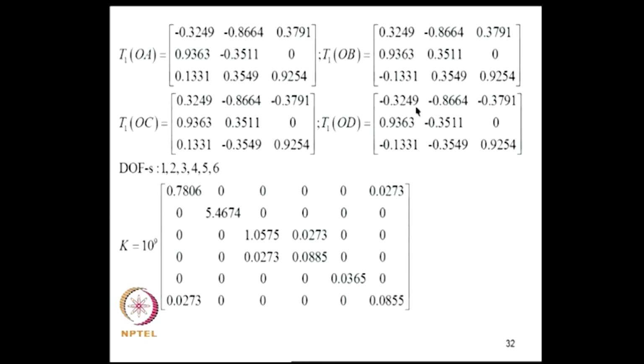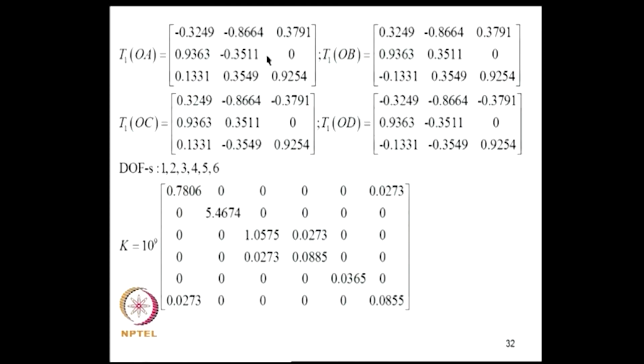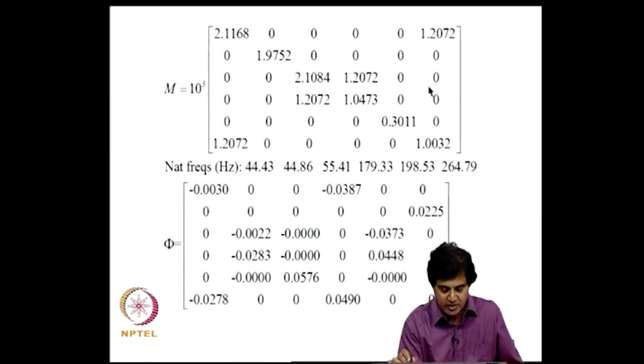So, here again for the sake of completeness I have provided the transformation matrix for each of these members, position vectors for OA, OB, OC, OD, with which you can construct the 12 by 12 transformation matrix for each of the members. Now, after assembling I get this as a stiffness matrix, for the degrees of freedom being 1, 2, 3, 4, 5, 6. Similarly, the mass matrix is a 6 by 6 matrix.